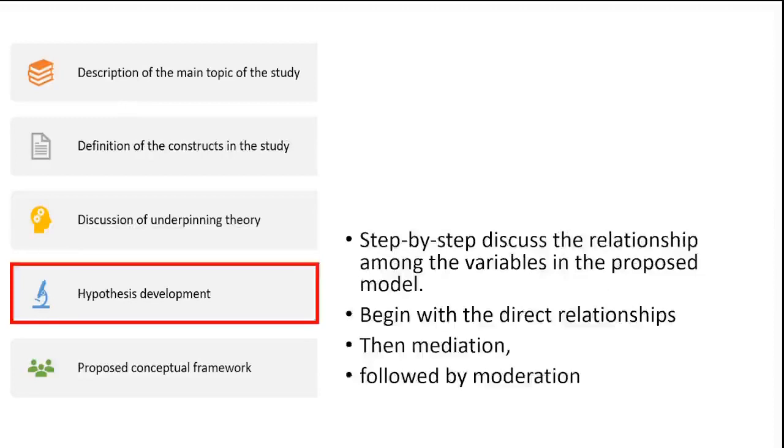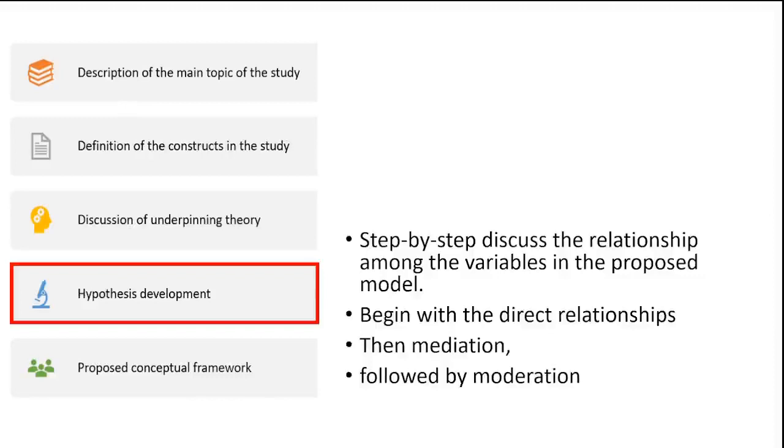Moving on, we go on to the final step, a very crucial and very important step, hypothesis development. One by one, discuss how one variable is related to the other variable. Start with the direct relationships, build the argument, build the reason how variable A has a positive or a negative influence on variable B. Then move on towards the mediation. When you're talking about the mediation, your focal point should be how this one variable intervenes in the relation between the two variables.